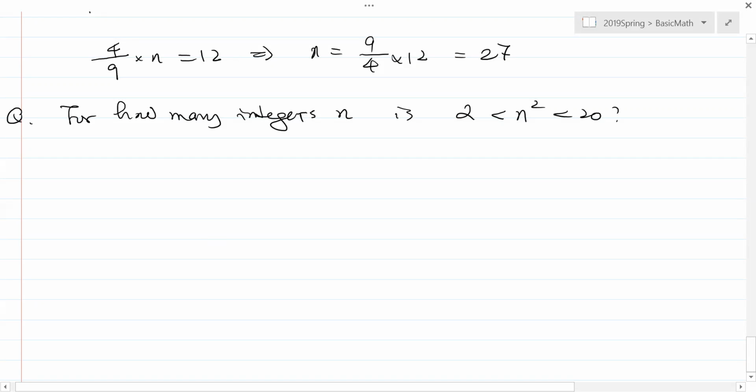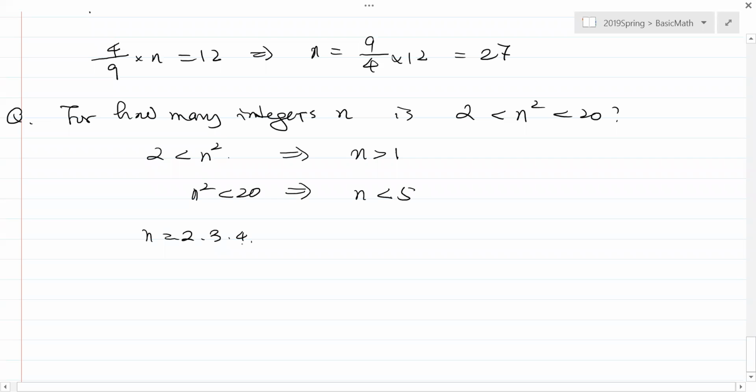All right, so you just need to get to the lowest bound for n, right? 2 is less than n squared. Now clearly, it implies n is greater than 1, okay? If n is 2, 2 squared is greater than 2, okay? But then n squared less than 20, so this implies n cannot be 5, right? n is less than 5, but n can be 4. So you have n equals 2, 3, 4, right? So the answer is 3, right?